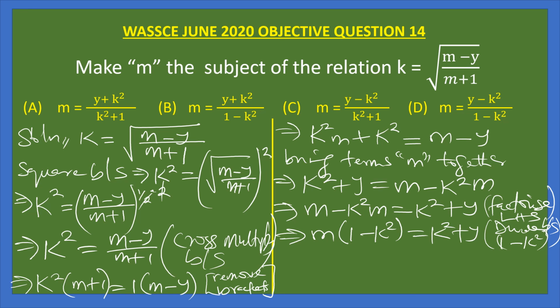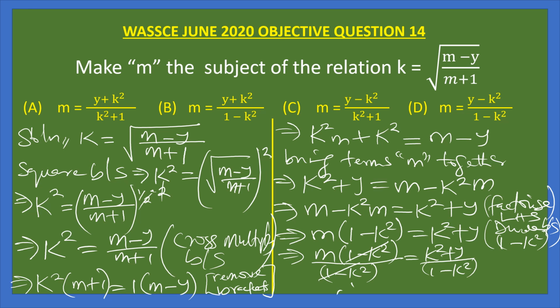Okay, also take note of that. This now gives us M into 1 minus K squared divided by 1 minus K squared as equal to K squared plus Y divided by 1 minus K squared. What will now happen? These two will go away, leaving our M as equal to what? K squared plus Y over 1 minus K squared. So this is our final answer. Do we have that in the options? Let's look at it. Okay, good. Option B is the correct answer.